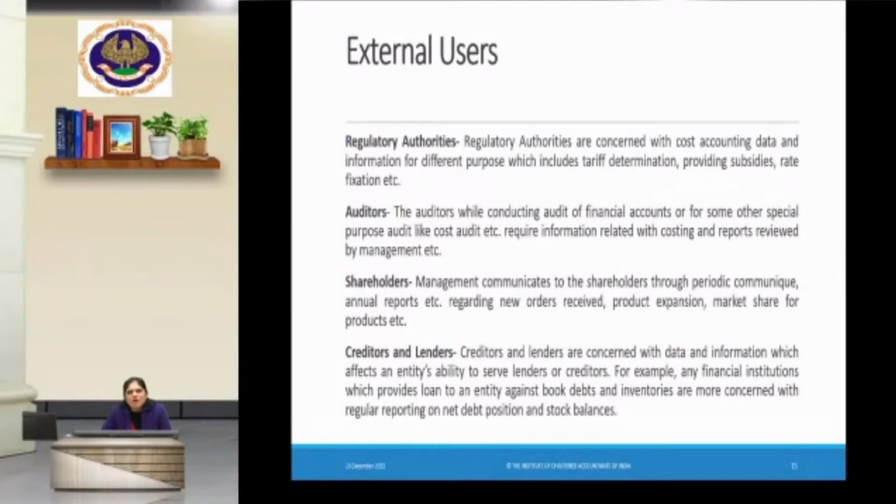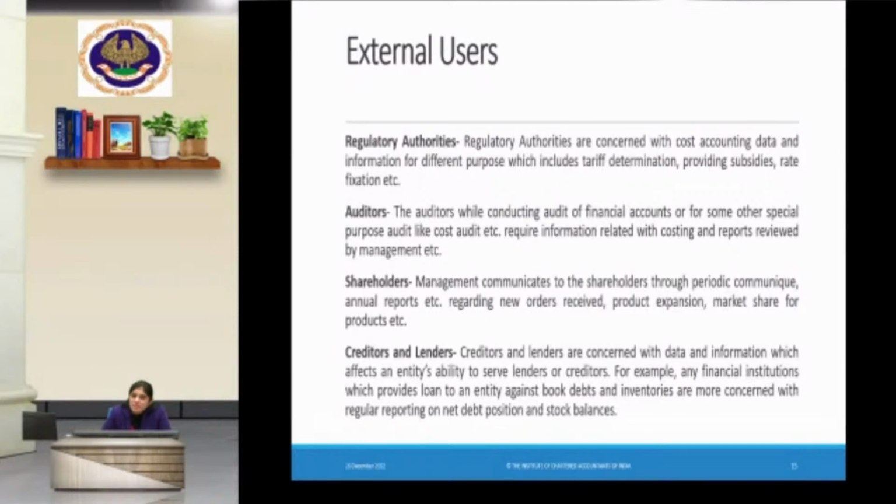Regulatory authorities, now the external users. So regulatory authorities are concerned with cost accounting data and information for different purposes, which include tariff system determination. Tariff means the rate. All right, let us say the rate of excise duty or the rate of custom duty or any tariff for that matter, which is applicable to that particular organization.